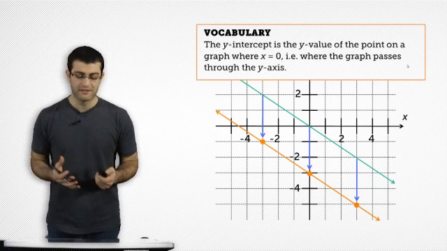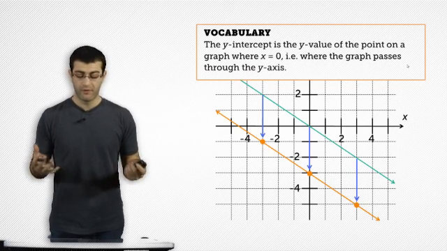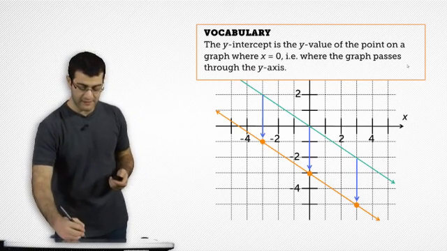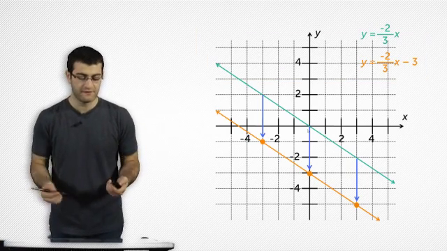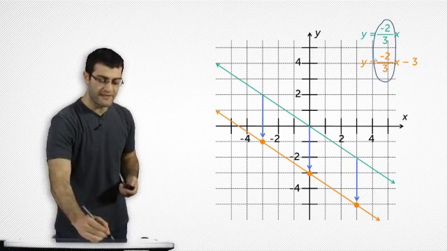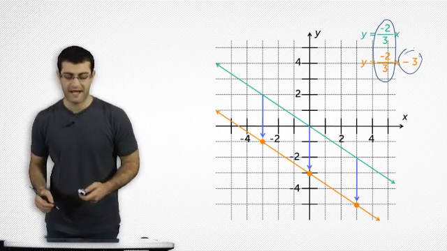So just remember the y-intercept is the y value of the point on a graph where x equals 0, or where the graph passes through the y-axis. In this case, it was -3. Okay, so you can take a look at these two lines, and you know that they're parallel because they have the exact same slope. The only place where they're different is where they go through the y-axis.